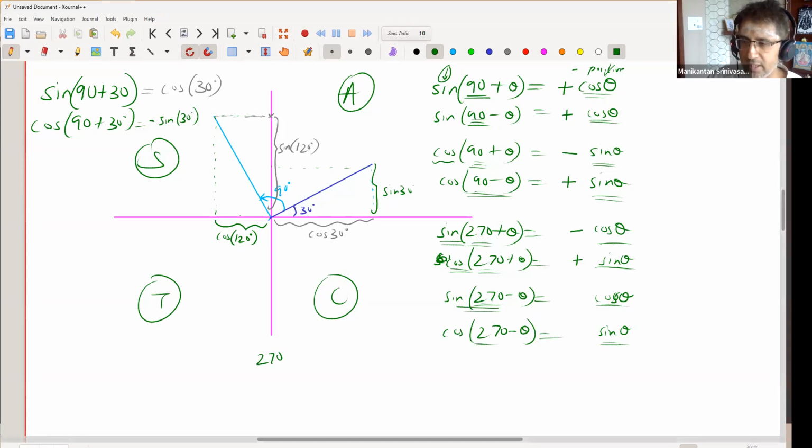270 minus theta falls in the third quadrant, where both sine and cos are negative. Therefore, it's minus and minus. Does it make sense? Again, you don't have to remember anything. If you understand what's happening, you don't have to remember all of these. It's impossible to remember so many, right? You should understand what's happening. If you understand, then you don't have to remember.